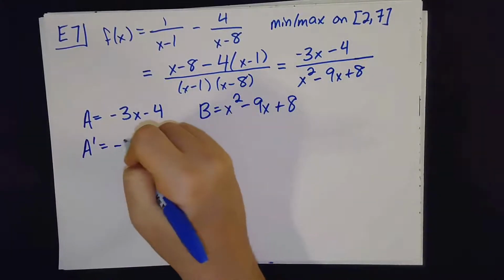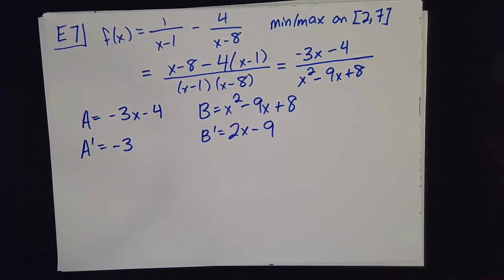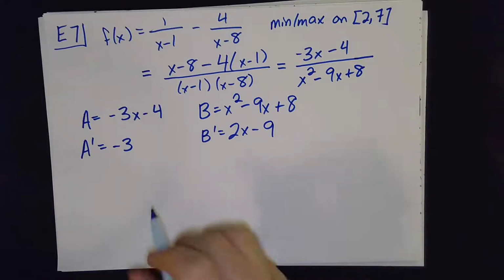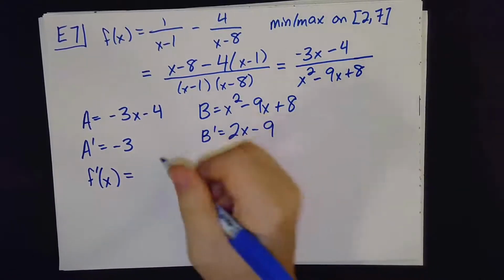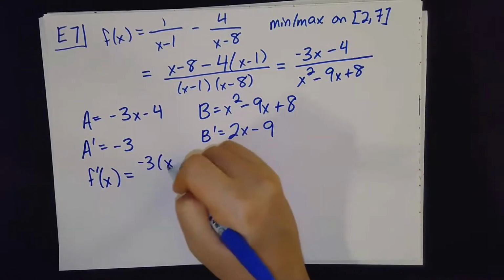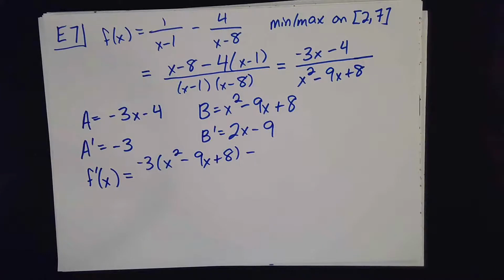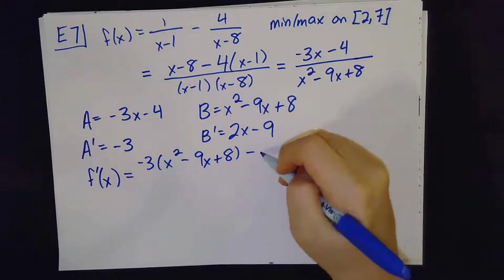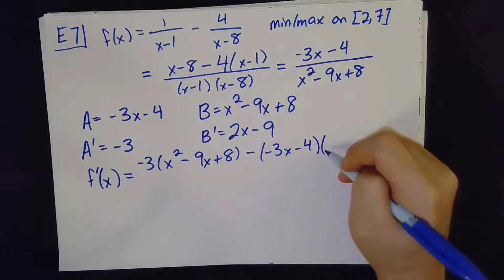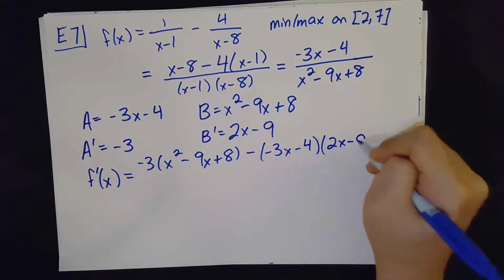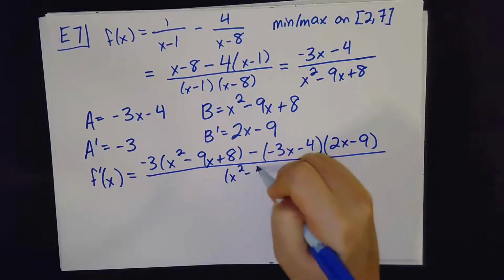Okay, so a prime here is minus 3. B prime is 2x minus 9. And so then our derivative here is going to work out to be minus 3 times this, minus, minus 3x minus 4 times 2x minus 9, all over this mess.